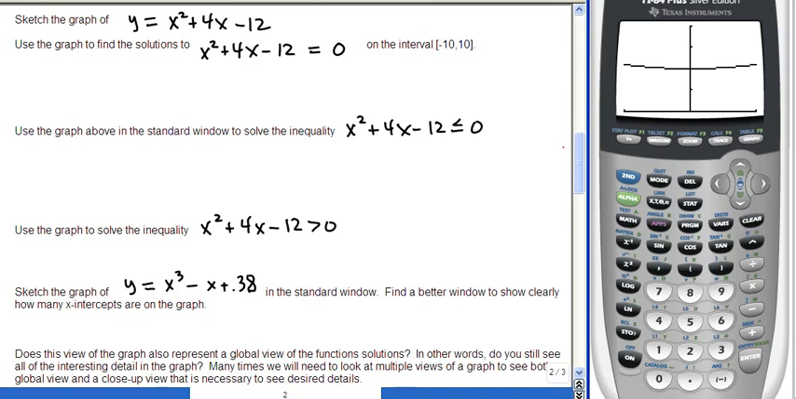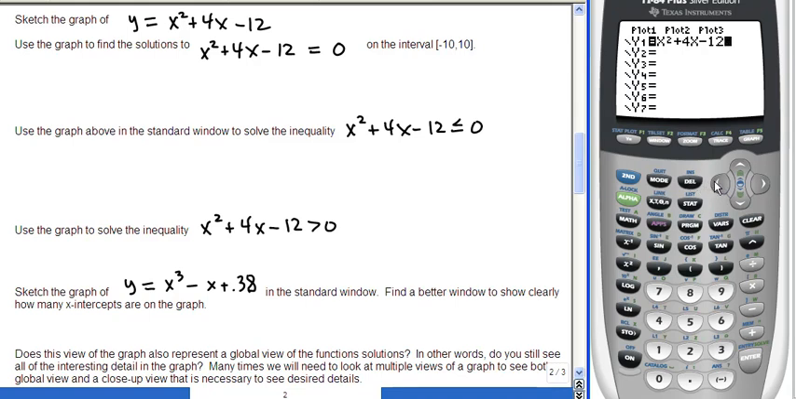Okay, now we're going to see some of the other things that we can do with our graphing calculator besides just graphing. So let's sketch the graph of y equals x squared plus 4x minus 12. Go to your y equals, clear it out, and we're going to type in x squared plus 4x minus 12.